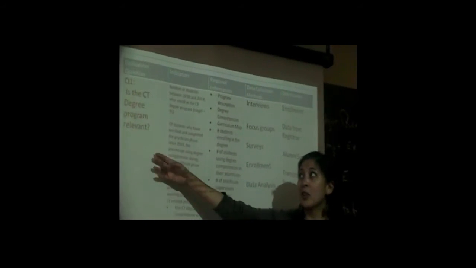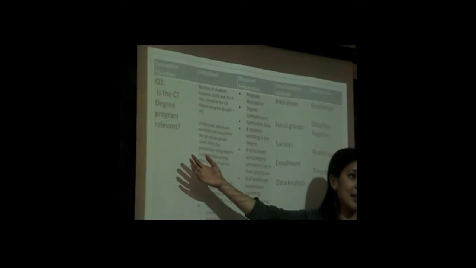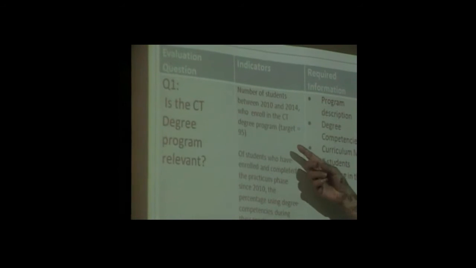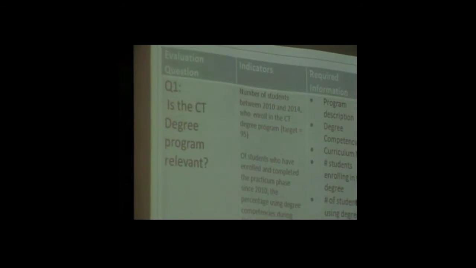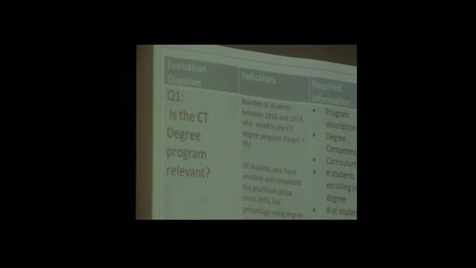You don't have to really read this whole thing. I just wanted to show you how I filled out this one chart. For the conflict transformation degree program, the first question we're asking is, is it relevant? This is an example of how to write an indicator: the number of students between 2010 and 2014 who enrolled in the CT program. And so we have a target of 95 students. We average about 12 to 18 students in the program a year. We're hoping to make the program relevant.